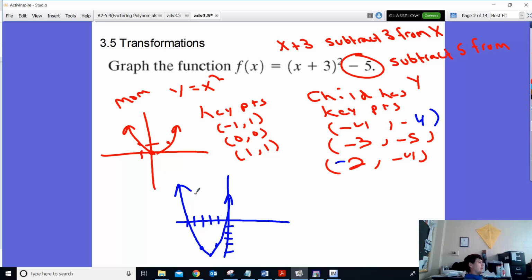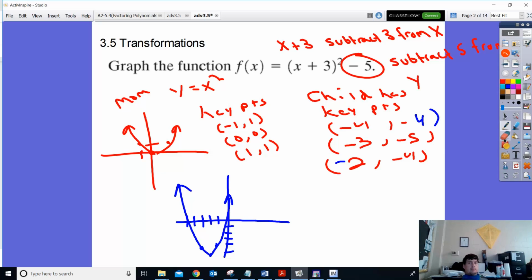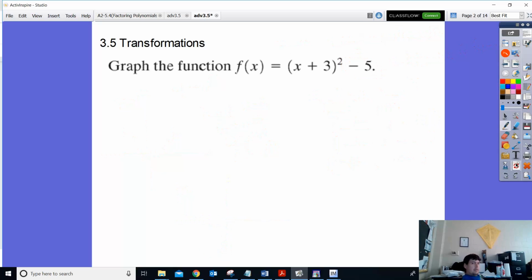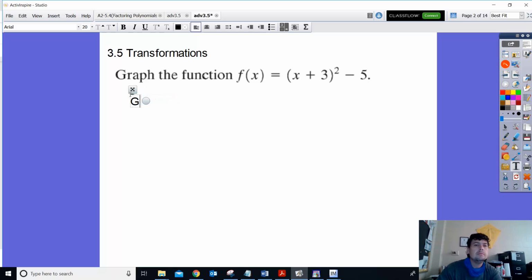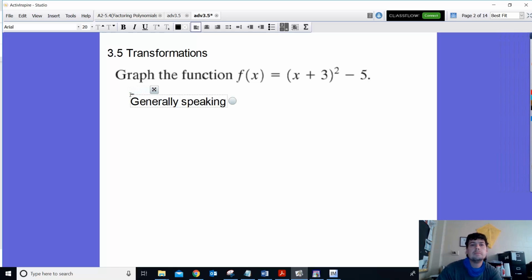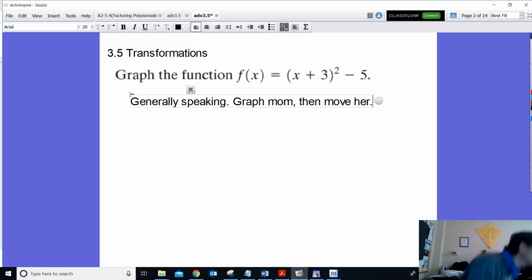And points is probably the harder way of doing it. It really is. Usually when you do problems like this, the accepted method is to graph the mother function and just show that transformation by moving things around. So this is generally speaking how you want to do it. Graph mom and move her. That's all you do.